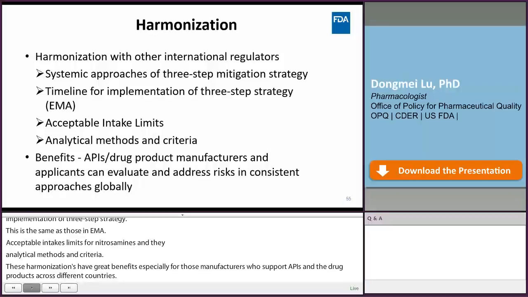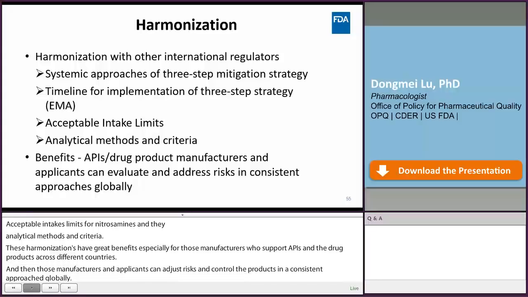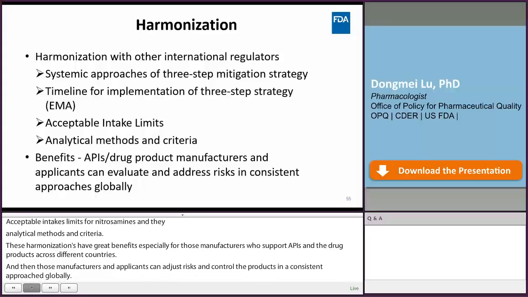With the assistance of this guidance, the agency and the manufacturers and applicants will continue to work closely to resolve this nitrosamine issue and ensure safe, effective, and high-quality drug products for the American public.